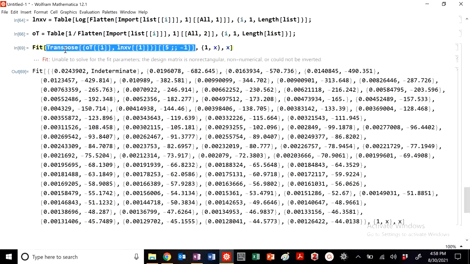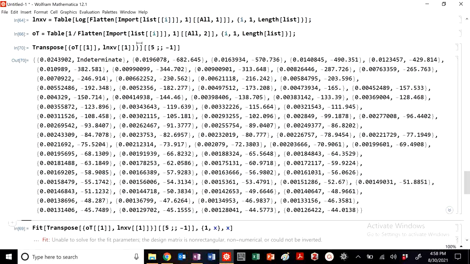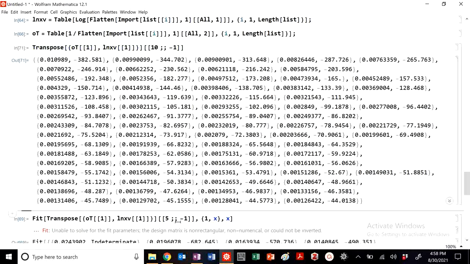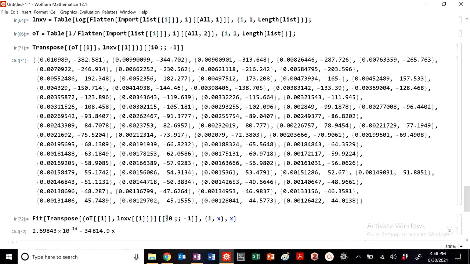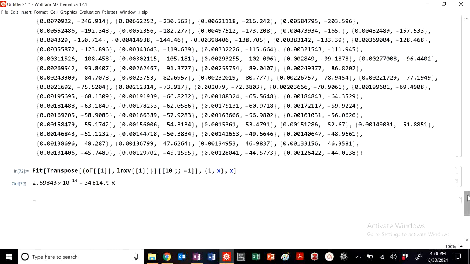Yeah, let's take a peek at this. So how about 10? All right. So let's see if it works with 10. I think it will. Yeah, it just doesn't like the indeterminate points. So this is my slope. So this slope is equal to, and actually, our K is going to be, because we need it in joules, 1.38 times 10 to the minus 23.